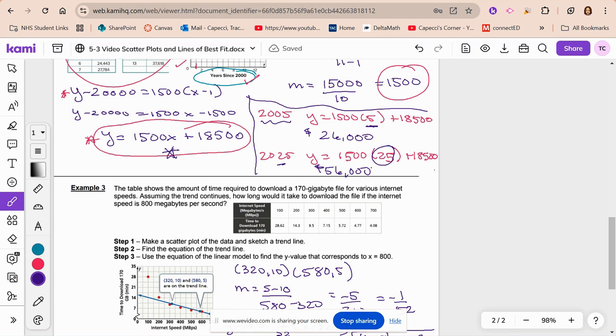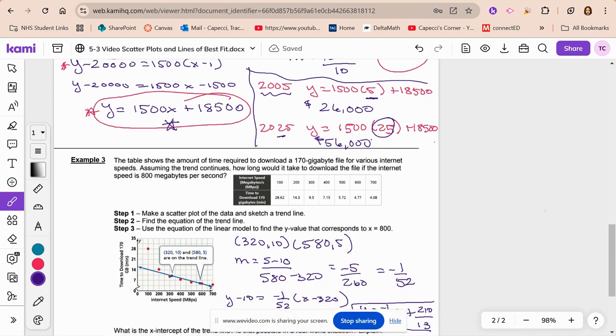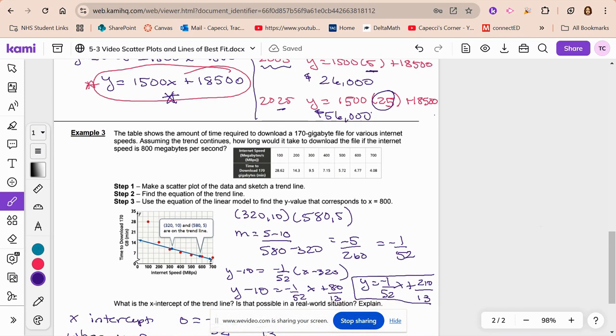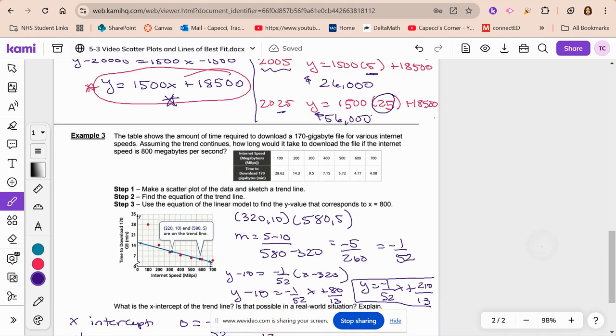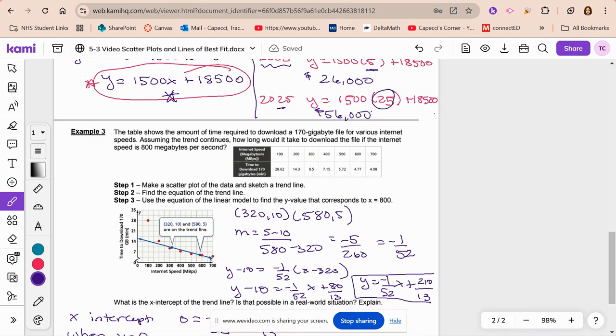Okay, example 3. This table shows the amount of time required to download a 170 gigabyte file for various internet speeds. Assuming the trend continues, how long would it take to download the file if the internet speed is 800 megabytes per second?